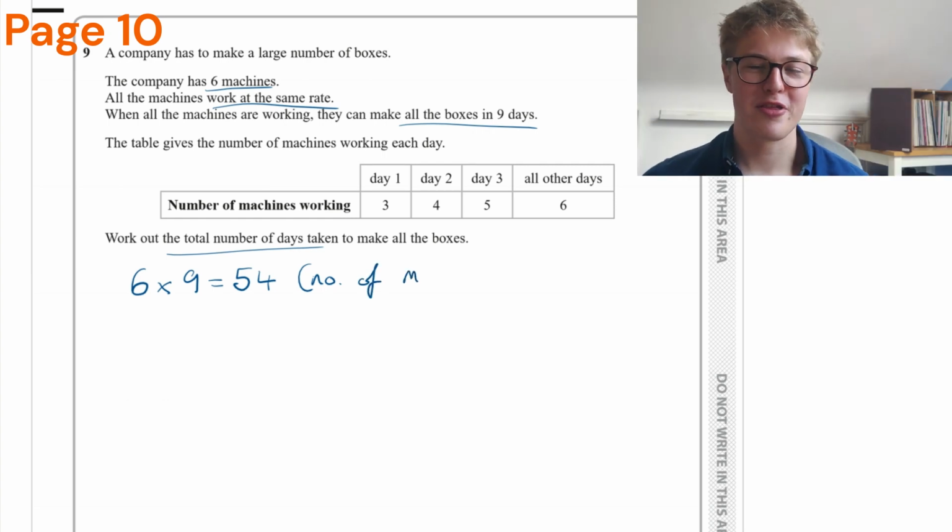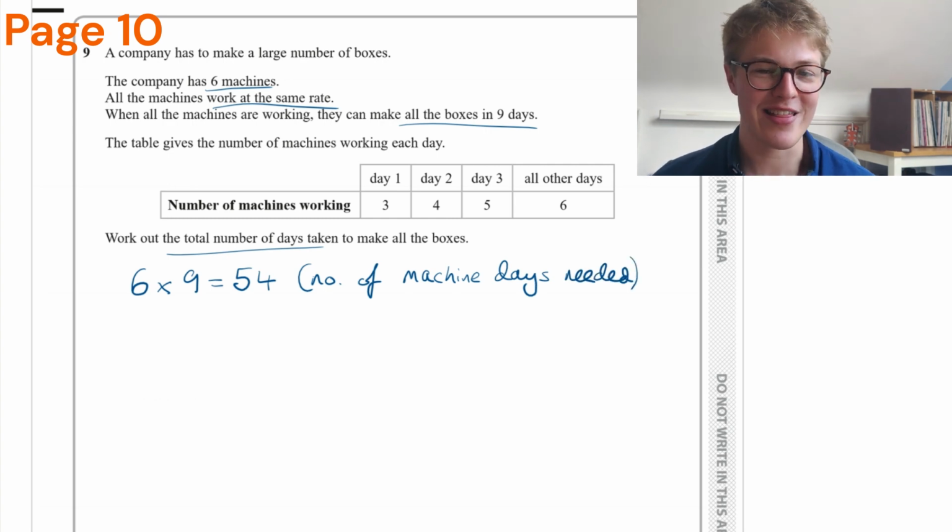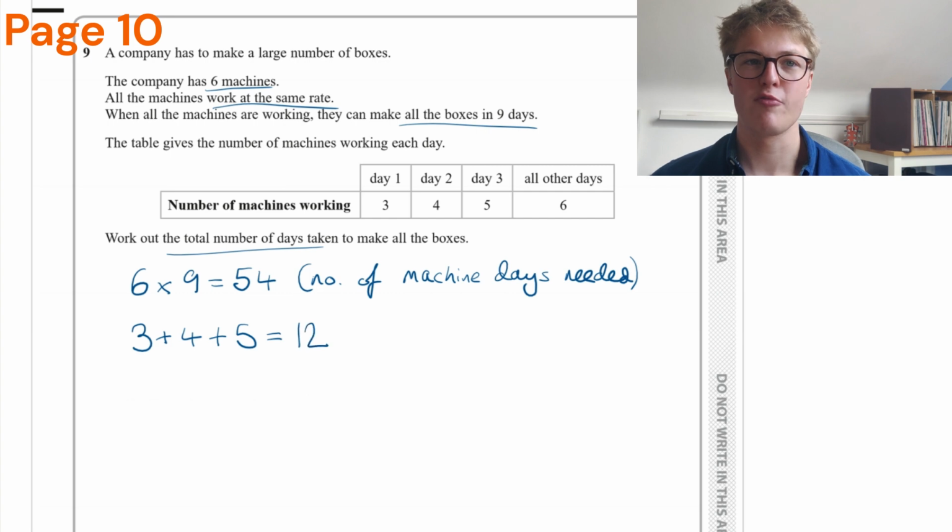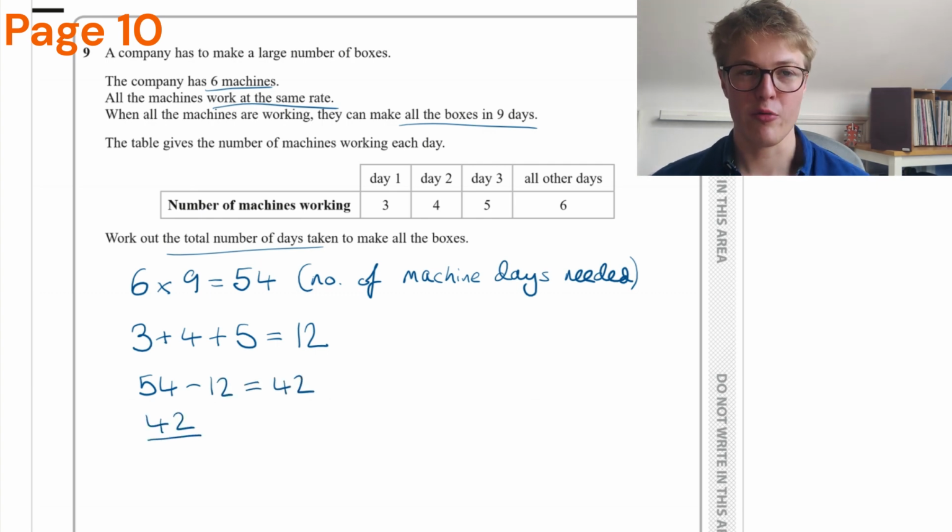We're told in the question that 6 machines working for 9 days can make all the boxes. So we can do 6 times 9 equals 54, and this will provide us the number of machine days needed to produce all of the boxes. If we add 3 plus 4 plus 5, that gives us 12, which is the number of machine days after 3 days of work, as we're given in the question with the table. 54 minus 12 equals 42, which is the number of machine days left in order to produce the total amount of boxes.